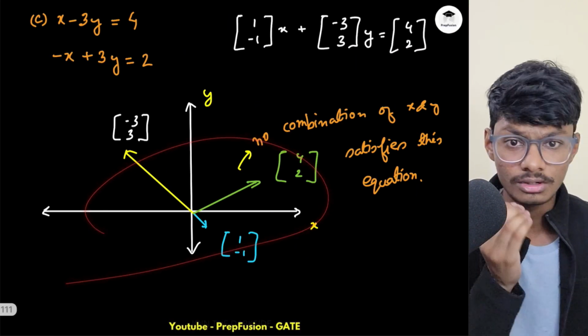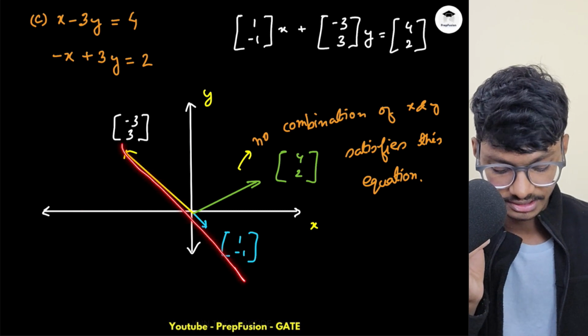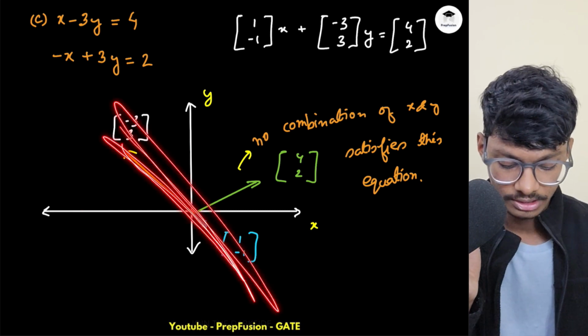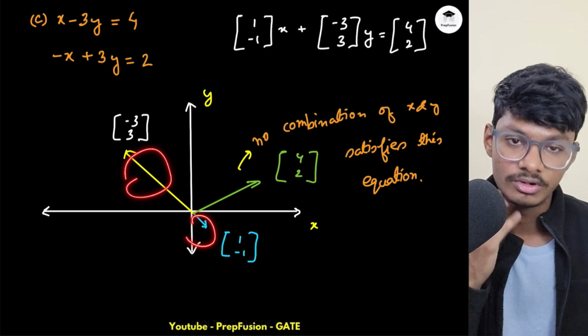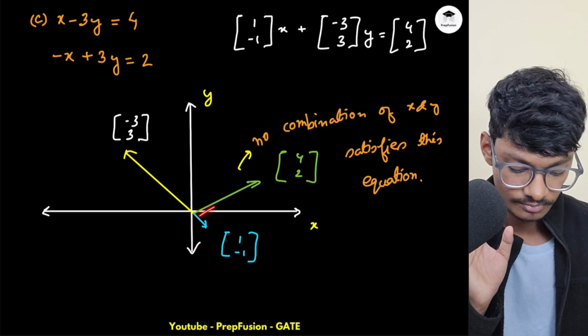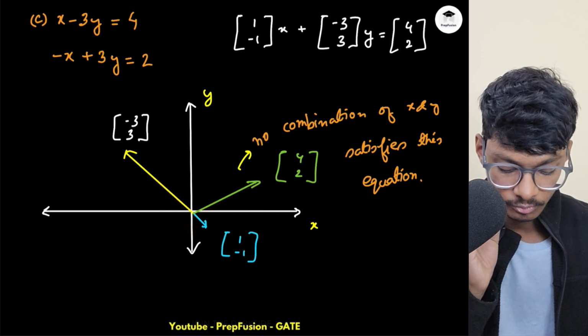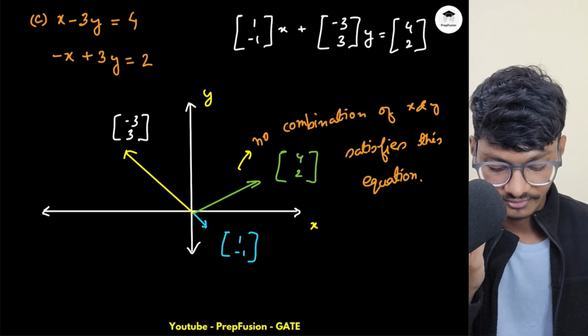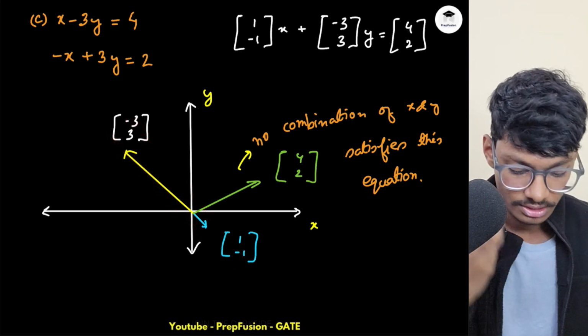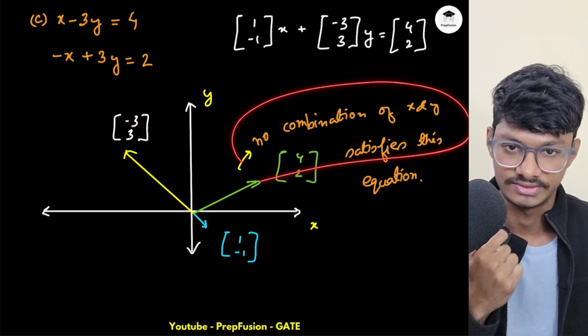Here no solution was satisfied because I was always lying on this line only, and with a combination of these two I will never be able to produce this, because it is not on the same line. It is somewhere else, and I am only able to get a resultant vector along this line. So I had no solution; no combination satisfies this equation.